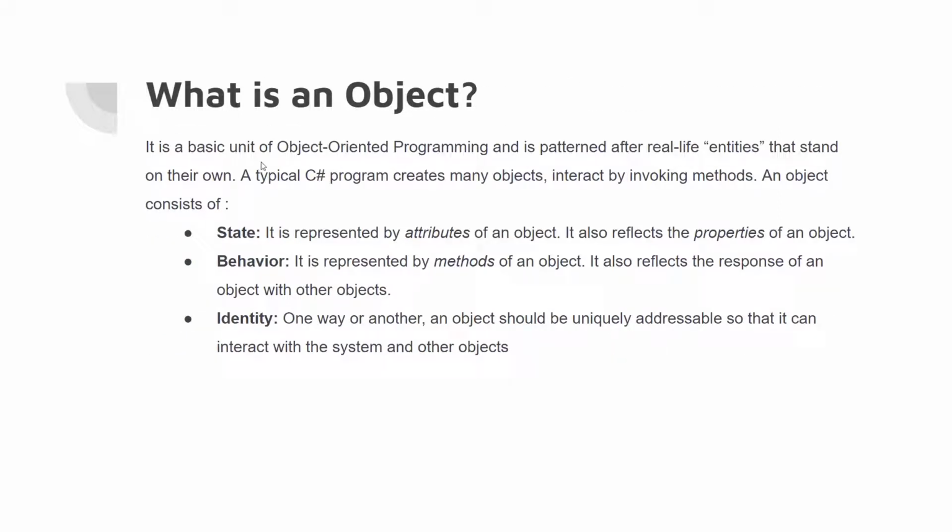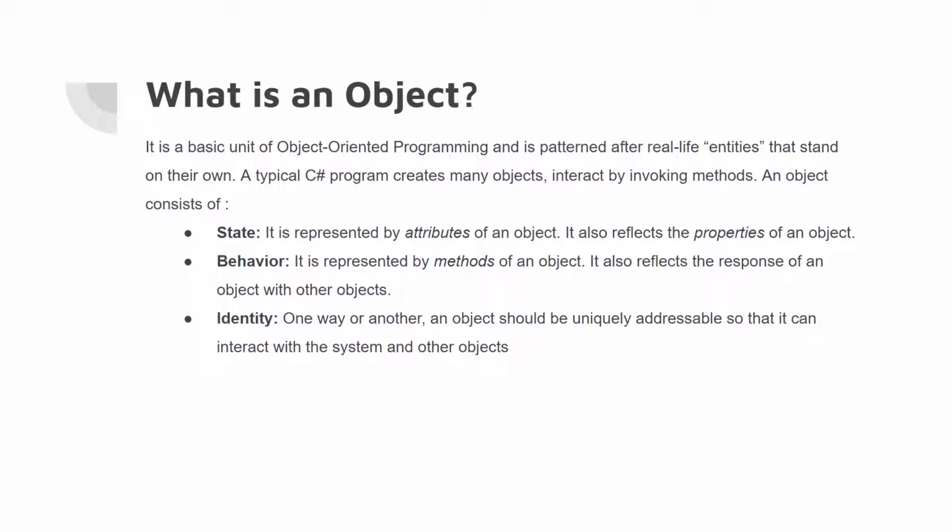So an object is the basic unit of object-oriented programming. No surprise there. Patterned after this idea of having real-life entities that stand on their own, right? They have everything they need to survive within whatever world they operate in, right? A typical C# program can create many objects interacting with one another by usually invoking one another's methods.